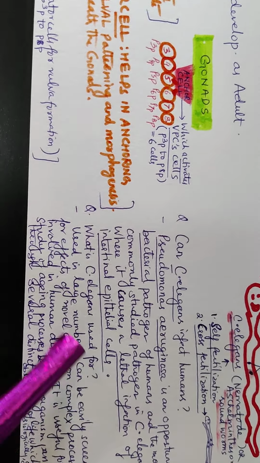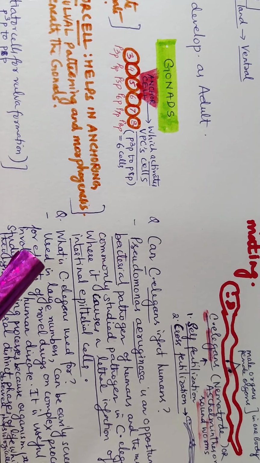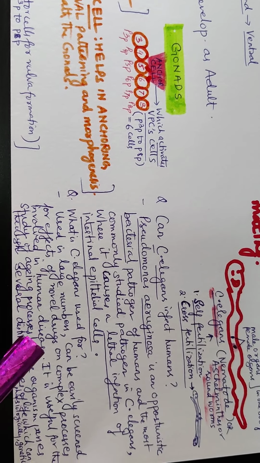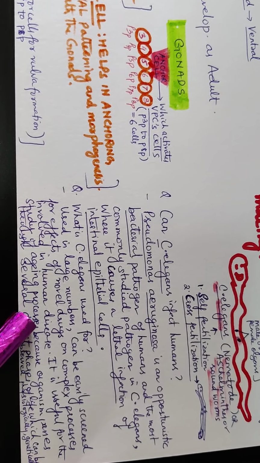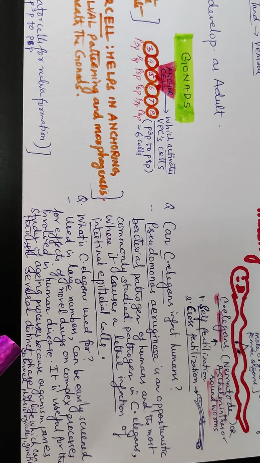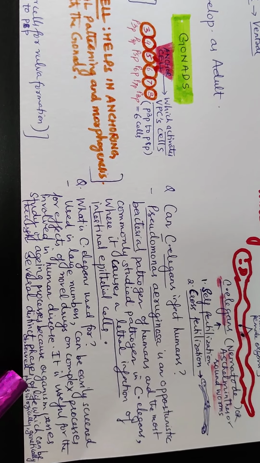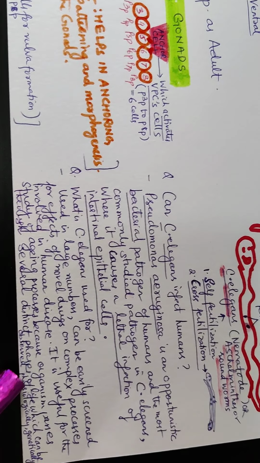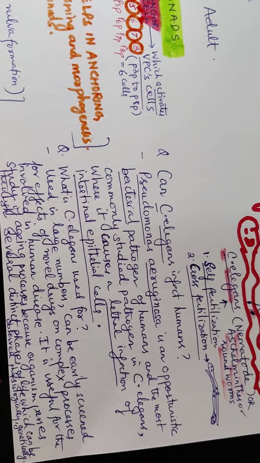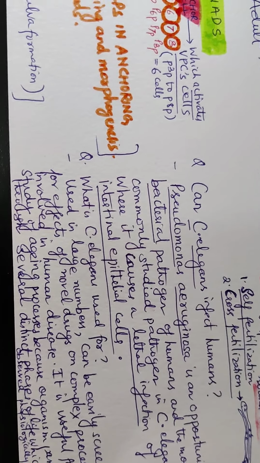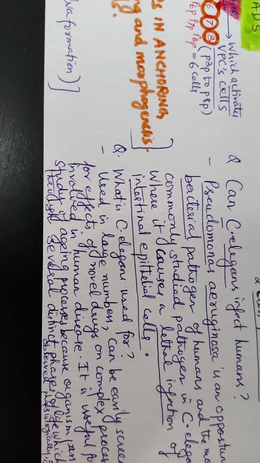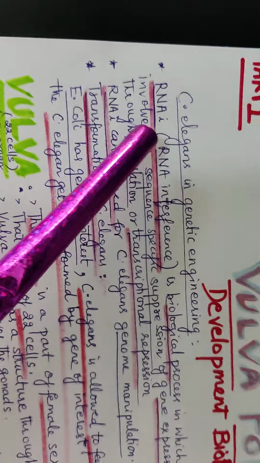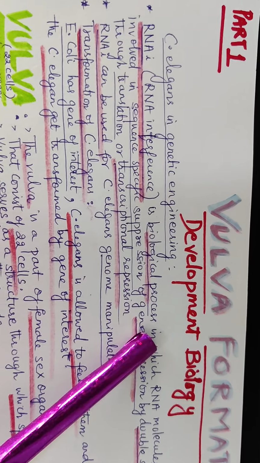What is C. elegans used for? As it is a nematode, its use in large numbers can be easily screened for effects of novel drugs on complex processes involved in human disease. It is useful for study of aging processes because the organism passes through several distinct phases of life which can be discovered physiologically or genetically. This is the part 1 of the vulval formation of development biology.